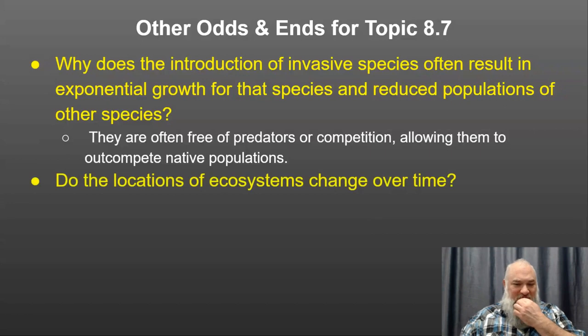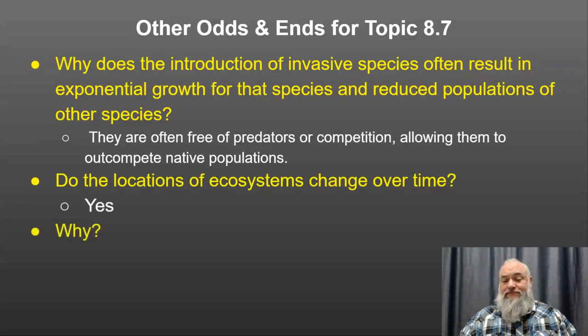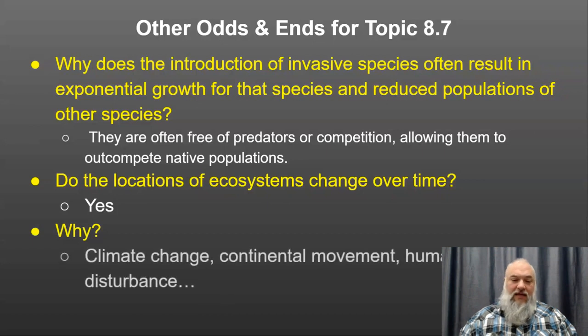Next question for you. Do the locations of ecosystems change over time? Yes, they do. Why? Climate change definitely shifts around where it's warmer, where it's colder, where it's wetter, where it's drier. That's a big one. And generally, it's slow enough for organisms to adapt and move. But the most recent bout of climate change, which is human caused, definitely messes with the speed at which organisms can migrate and can adapt. And then, of course, there's continental movement. Human and other disturbance can change that, right?